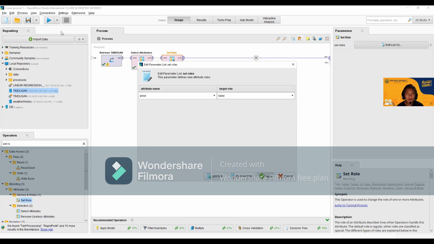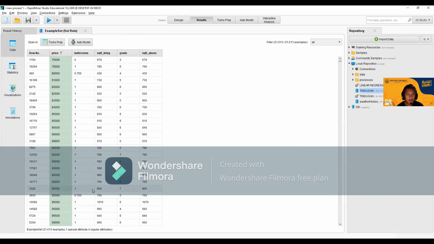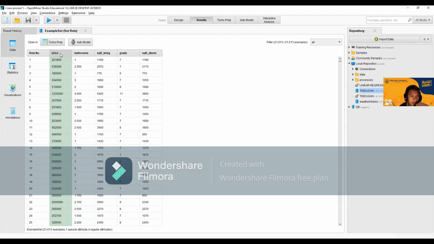So we apply it, and as you can see here, in the previous attributes there was no special attribute. But now, when we set the role of the price, there is one special attribute, and this is the price, because this is our predictor here. And the four regular attributes are the bathroom, square foot living, grade, and square foot above.